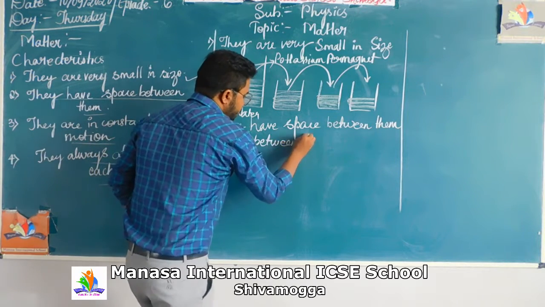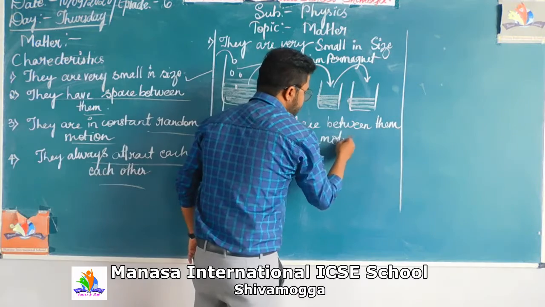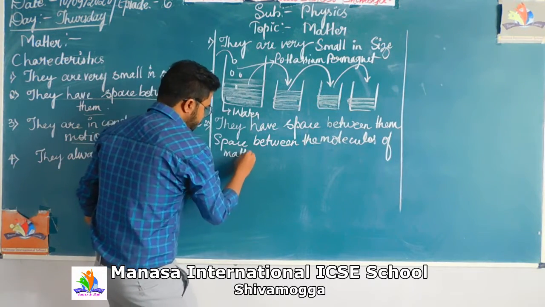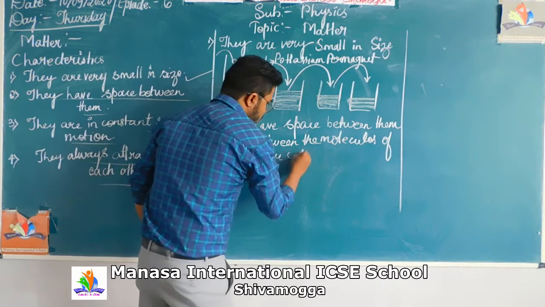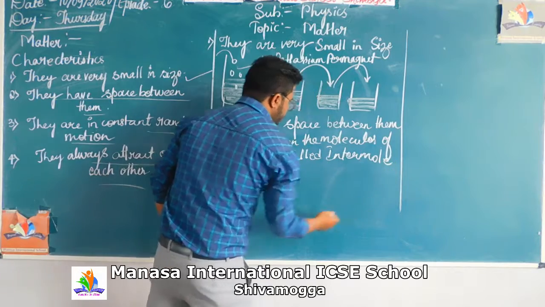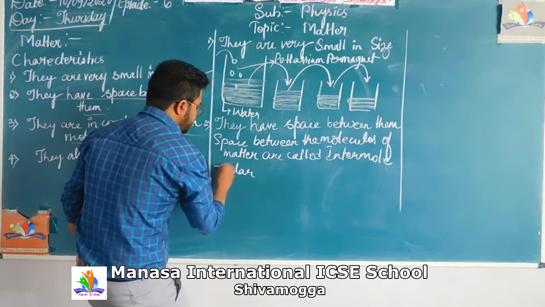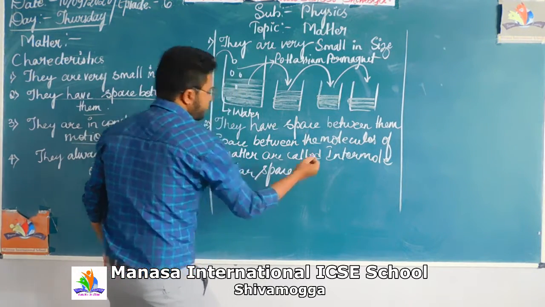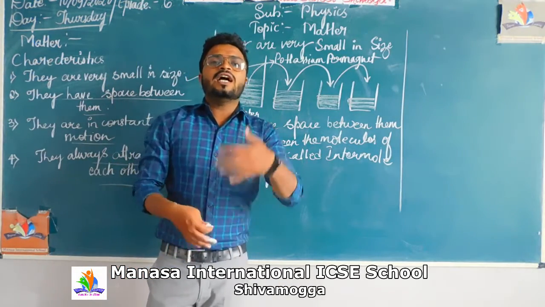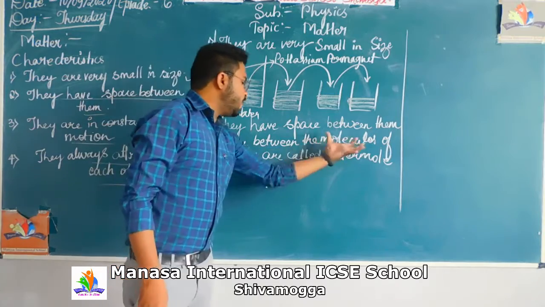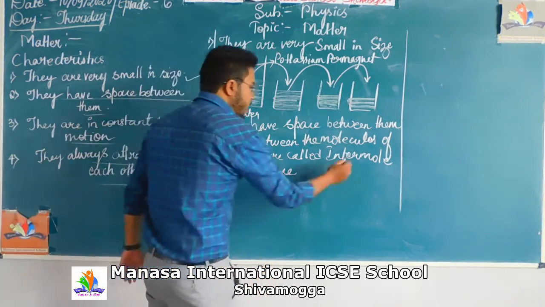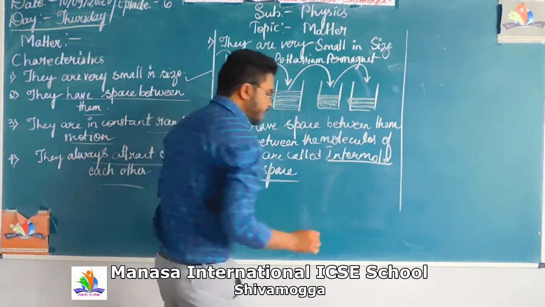The space between the molecules of matter is called intermolecular space. Okay, see, what is that space? If it has got space in that, what is that? The space between the molecules of matter is nothing but called intermolecular space.